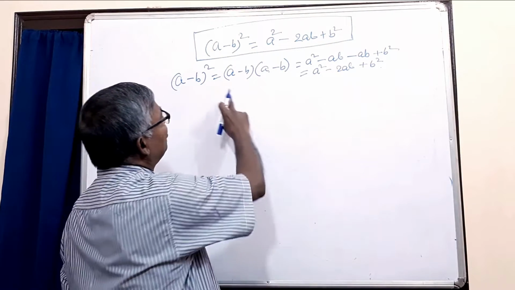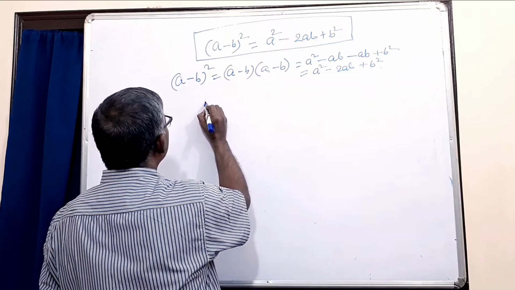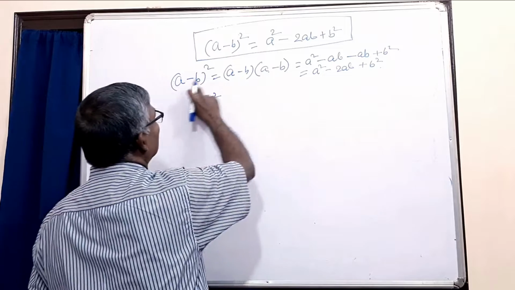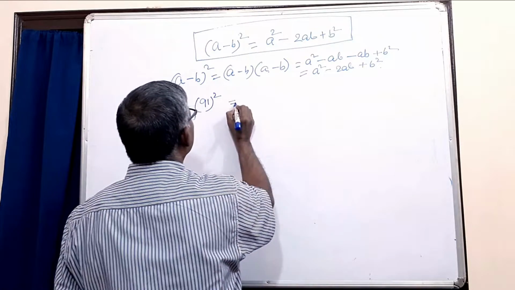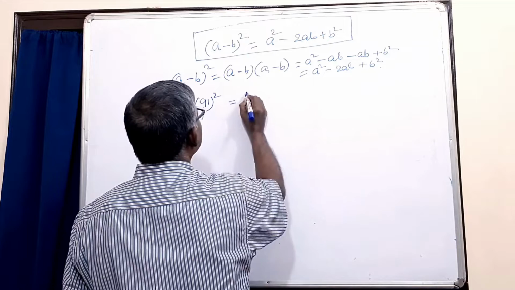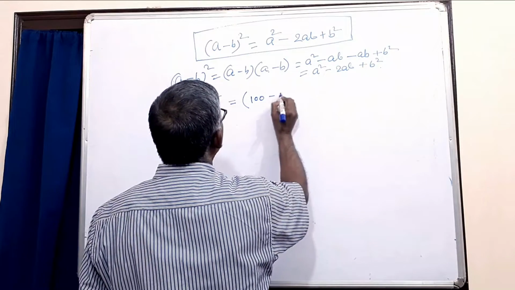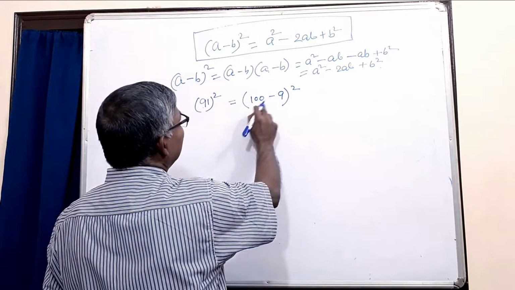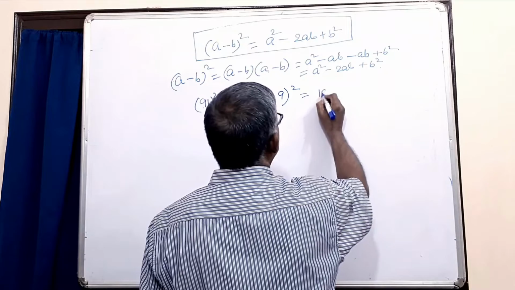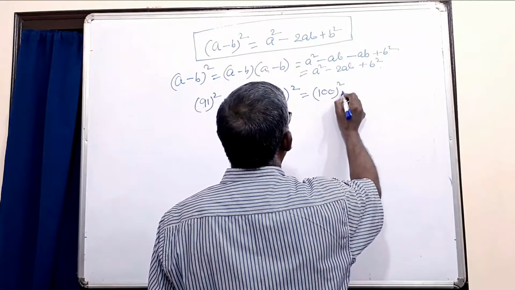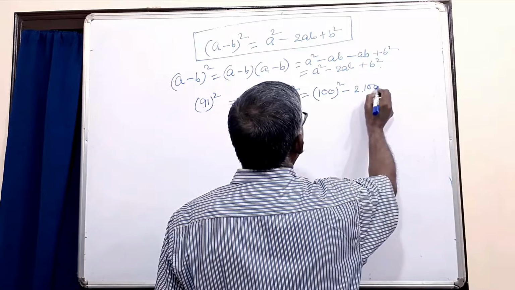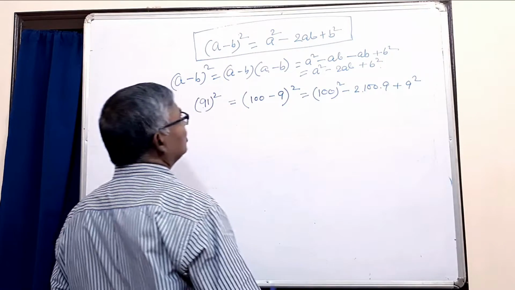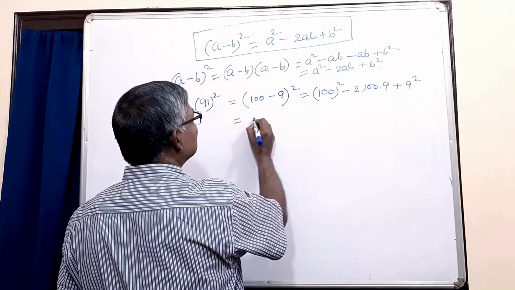Students, let us apply this formula. Suppose we have to find out 91 square with the help of this formula. So what would be the value of this? 91 can be written as 100 minus 9, it is whole square. Here is a and here is b. So that is 100 whole square minus 2 into 100 into 9 plus 9 square. So what would be the value of this?